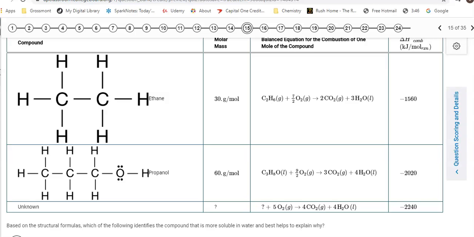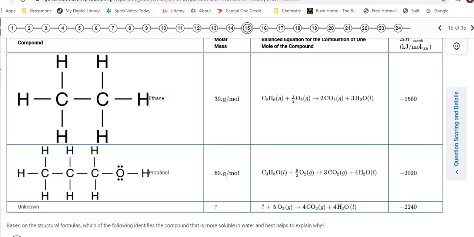So that means propanol can have dipole intermolecular forces. It can also have hydrogen bonds because you have a hydrogen attached to an oxygen. Hydrogen attached to nitrogen, oxygen, or fluorine can form hydrogen bonds with the lone pair of another nitrogen, oxygen, or fluorine. So the top one, the ethane, can only have London dispersion, very weak forces. The bottom one can have all kinds of forces, including hydrogen bonds.